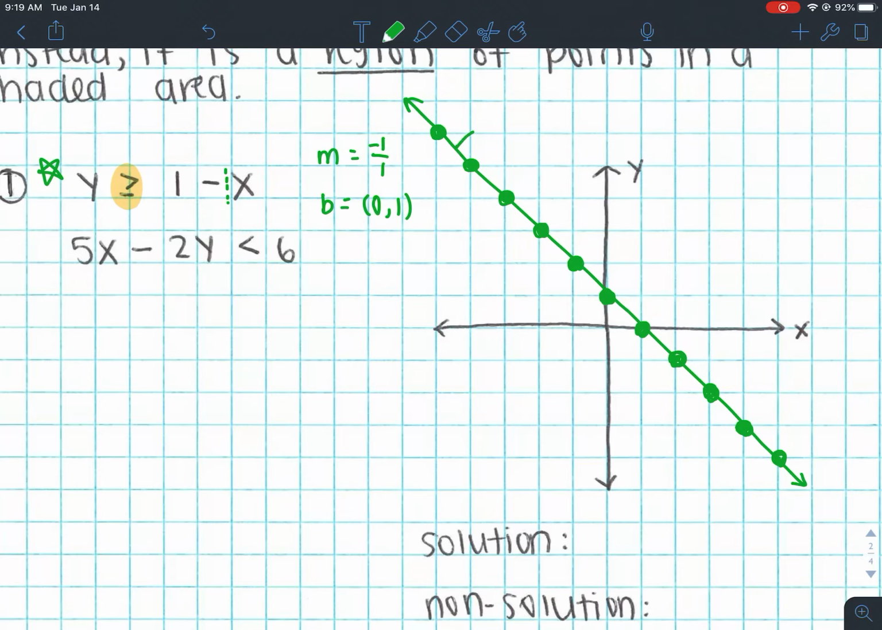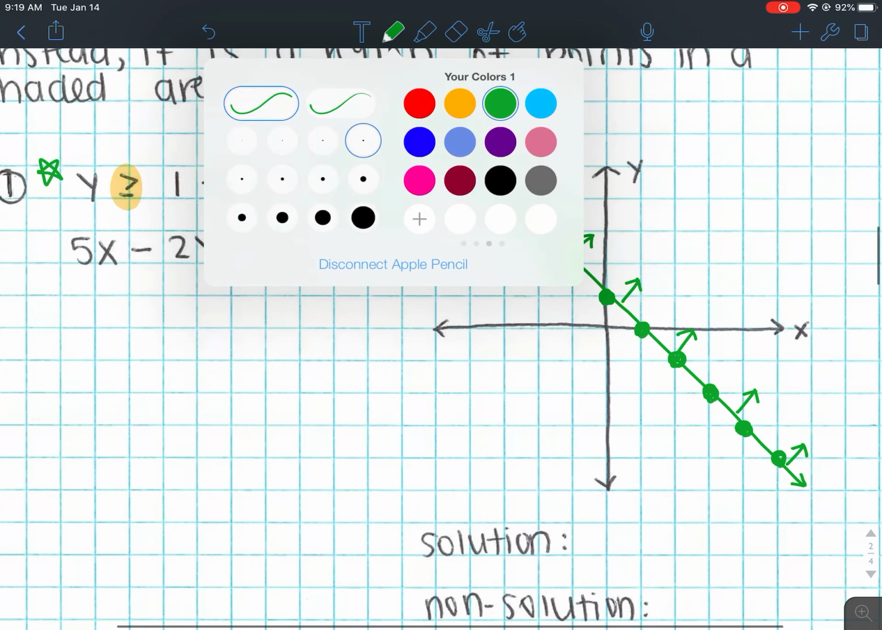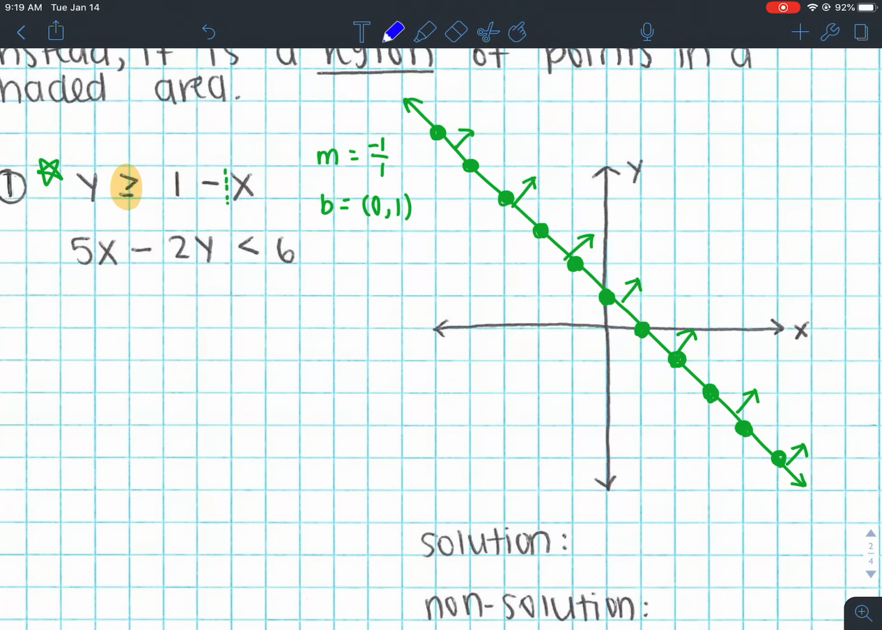Now, without actually shading, I'm just going to draw some arrows. You're like, how many arrows do I draw? I like to draw a good amount. I don't want to draw just 2, but I do want to draw a few on my line so I know where it's pointing. So I'm shading above here, but I'm not going to actually shade it in until I get to my last part.